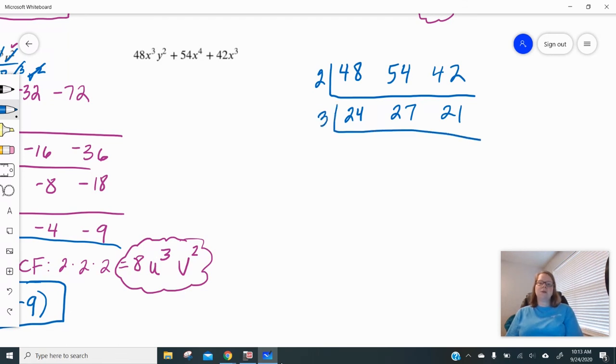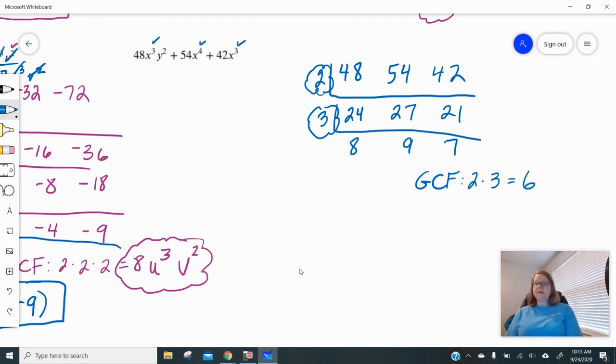So let's see, 8 and 9 and 7. Those are counting numbers, all 3 of them are 7, 8, 9. So I know that I'm done. So I've got a 3 and a 2, and that's going to give me my GCF. 2 times 3 is 6. Okay. And now I'll start to look at the variables. Now I've got x to the third, x to the fourth, and x to the third. So what's the most that they have of x's in common? They all have at least 3 x's. So x to the third.